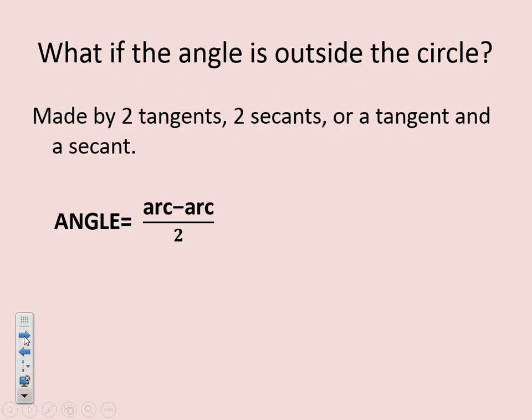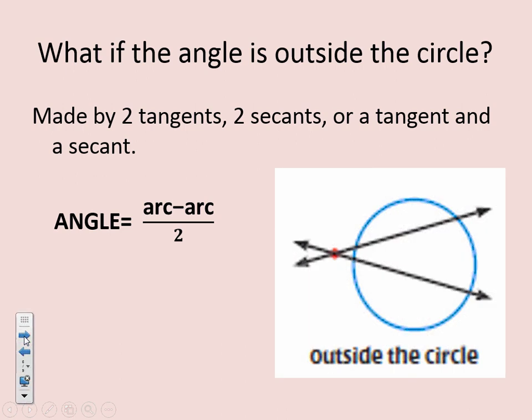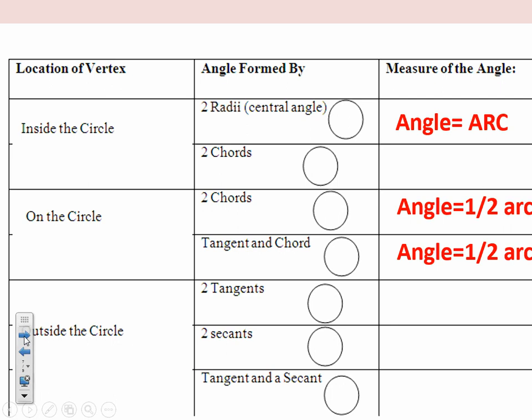What if the angle is located outside the circle? It can be made by tangents, secants, a tangent and a secant, any combination. For that, we're going to subtract the arcs and divide by 2. What we're talking about is that the vertex is located outside the circle, like you see here, where the red dot is. The vertex is outside the circle, and it can be made by a number of different things, like two tangents, or a secant and a tangent. So the rest of this chart, ladies and gentlemen, can now get filled in, okay?